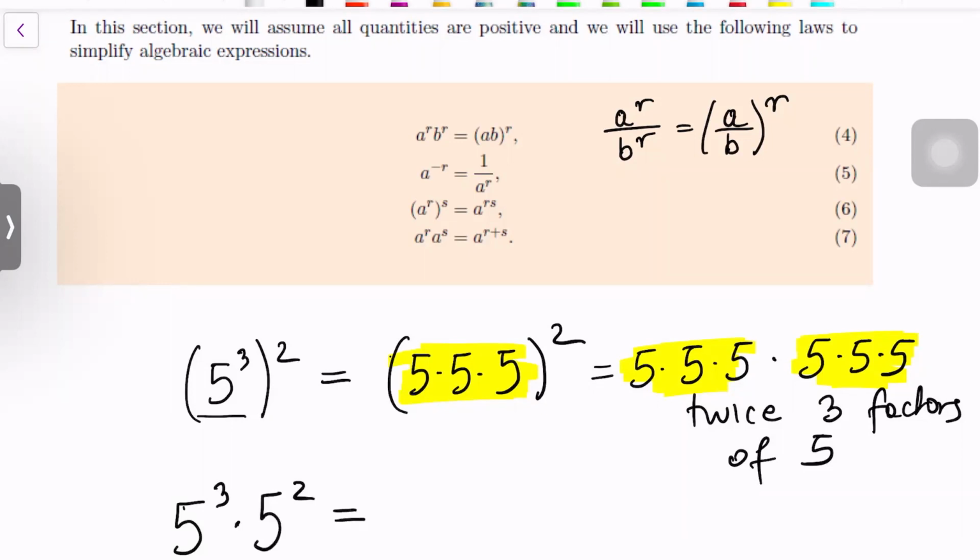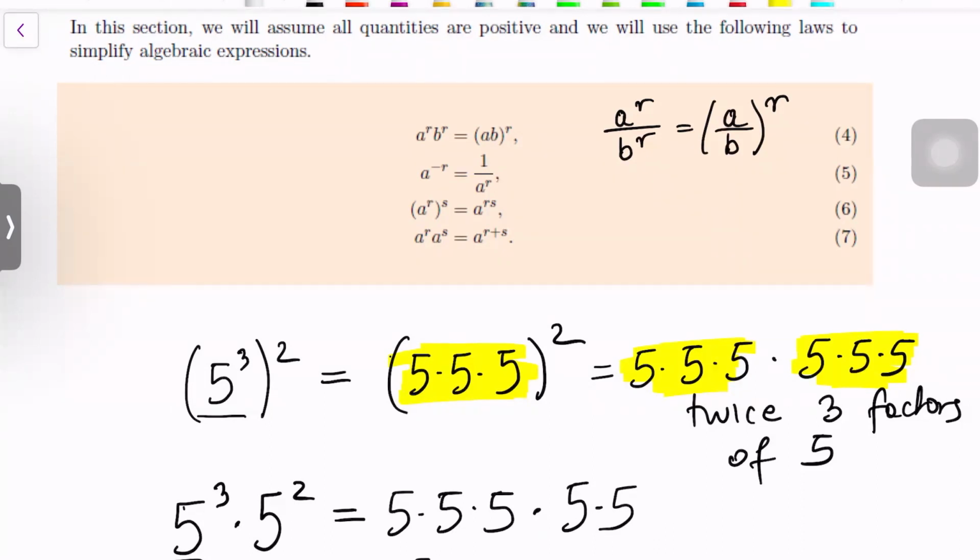Notice the difference. 5 cubed times 5 squared. So let's analyze that. What is 5 cubed? 5 times 5 times 5, right? What is 5 squared? 5 times 5. So basically, combined, how many factors of 5 do I have? 5. So that's 5 to the power 5.